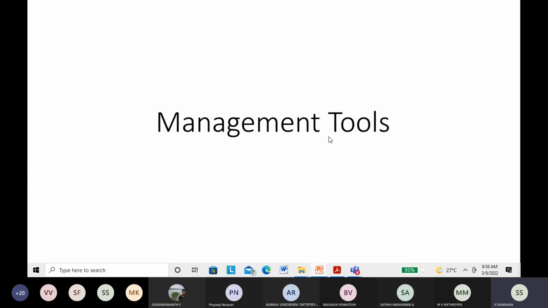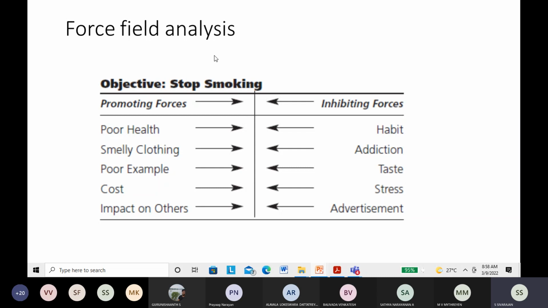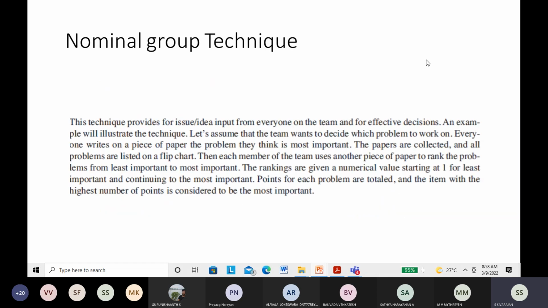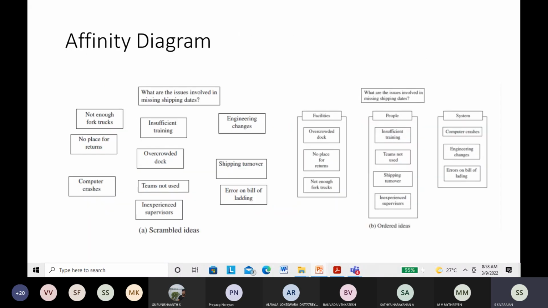Already one more set of 7 is there actually: 7 QC tools, quality control tools, where we studied Pareto analysis, cause and effect diagram, check diagram, all these things. They are all 7 QC tools. In the same way, there are 7 management tools which can be used for improving the quality. So this force field analysis we have discussed in detail. That is the first technique, and then nominal group technique. So people, it is just like a brainstorming technique.